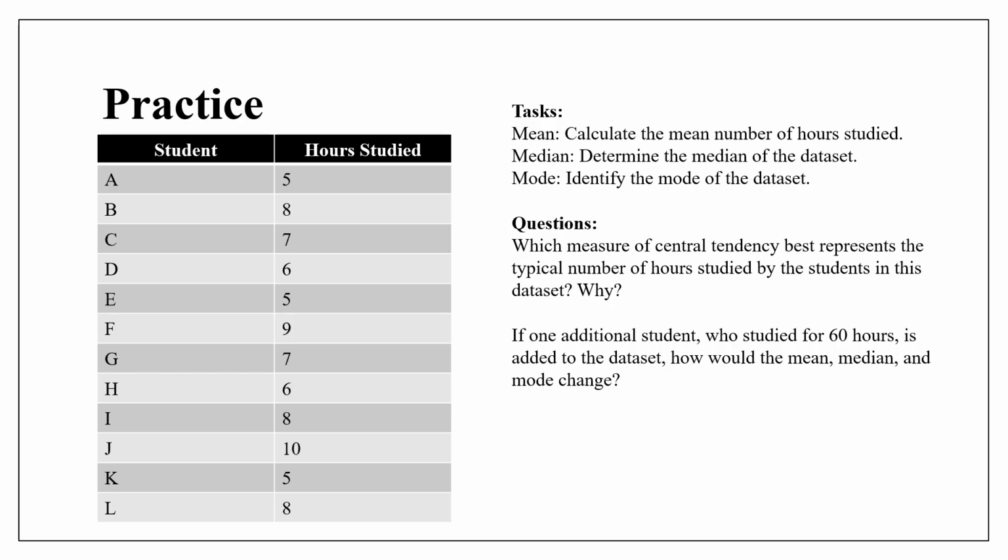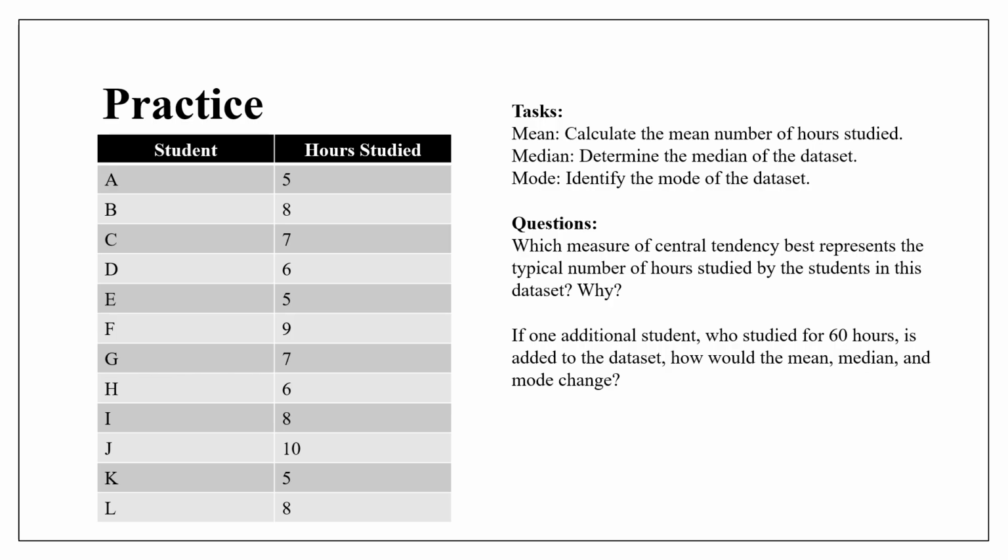Again, the mean, you're going to average all of these observations. So you're going to add them up and then divide them by the total number of observations you have. The median, you're going to organize them low to high and then locate that midpoint. And the mode is simply the observation that repeats the most.